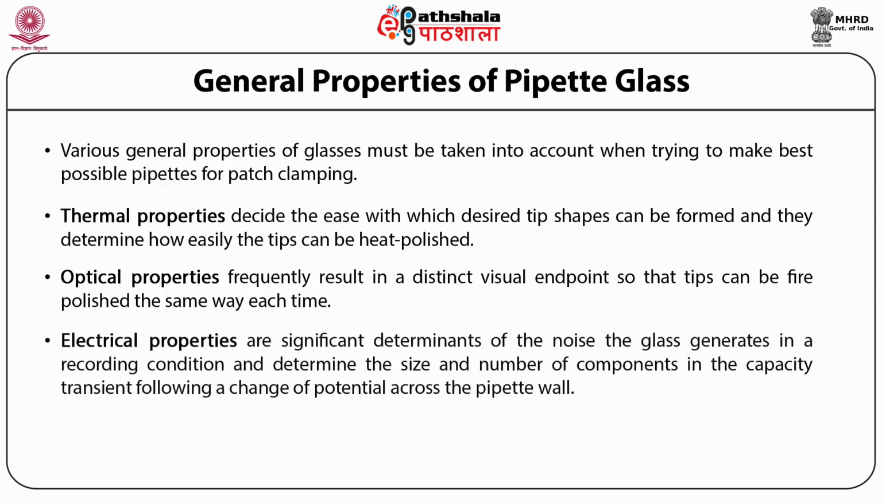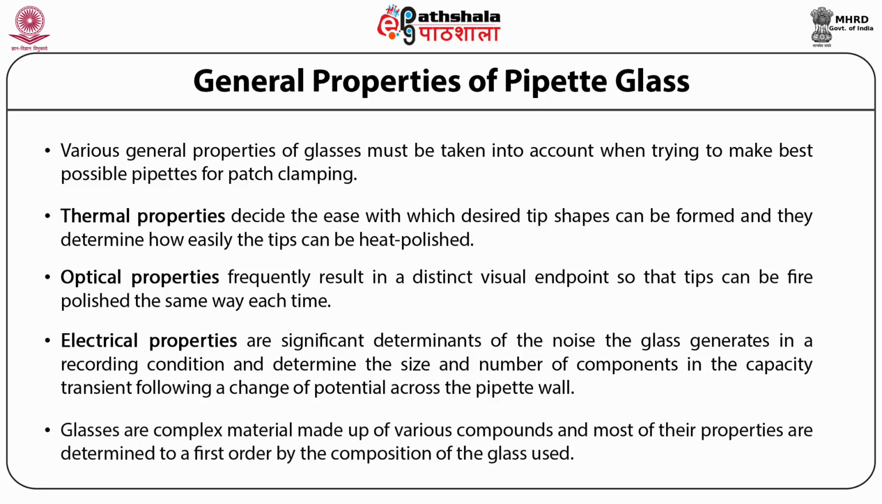Next is electrical properties. These properties are significant determinants of the noise the glass generates in a recording condition and determine the size and the number of components in the capacity transient following a change of potential across the pipette wall. Glasses are complex materials made of various compounds, and most of their properties are determined to a first order by the composition of the glass used.